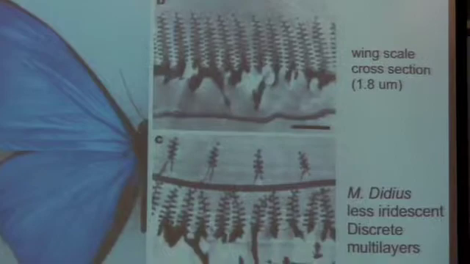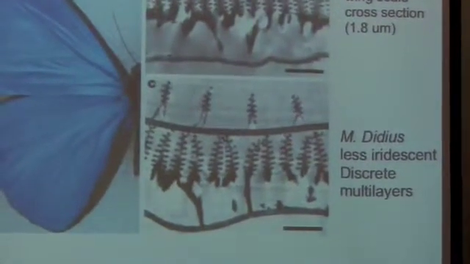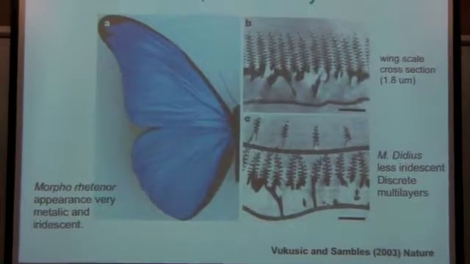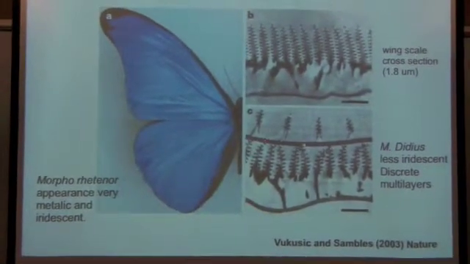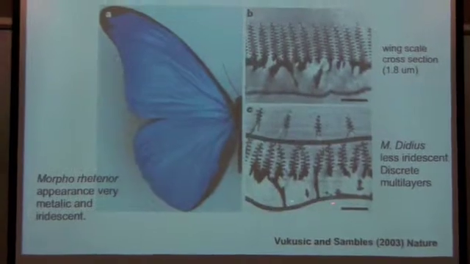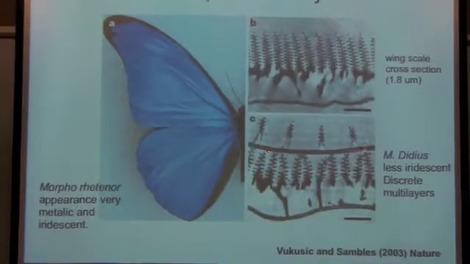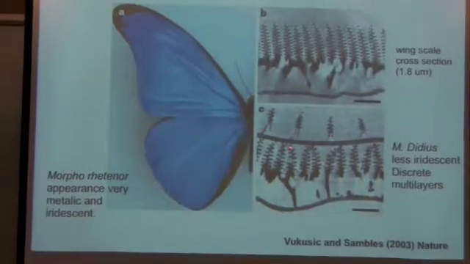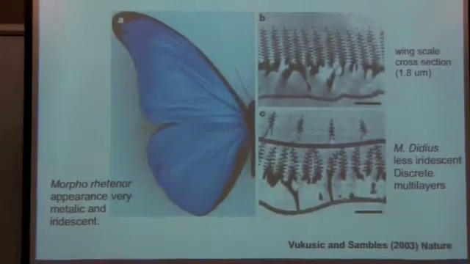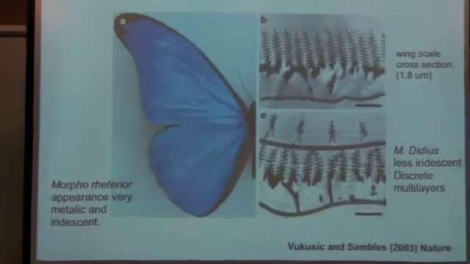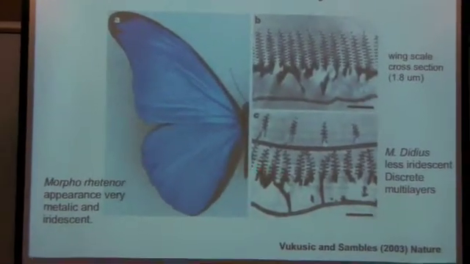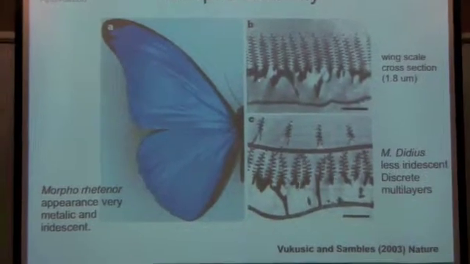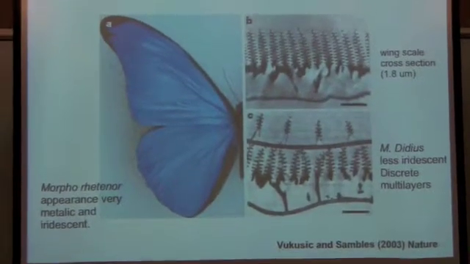But a different species, still pretty iridescent, pretty metallic looking, but less so. It's because it has more diffraction. It's because it has these different layers, discrete multi-layers on the scales with overlapping Christmas trees, and that causes more diffraction, which causes them to be less iridescent. So just by playing with these structures, you can create different colors.